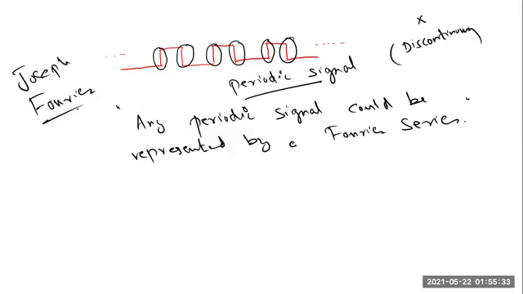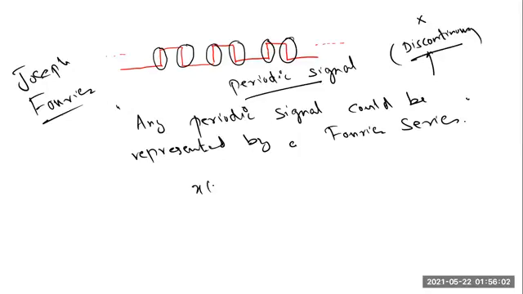Joseph Fourier was a French physicist, and this was his claim, that any periodic signal could be represented by a Fourier series. But what was the objection of other renowned scientists of that era? They objected to this idea: how can a discontinuous signal be represented by a linear combination of continuous signals?